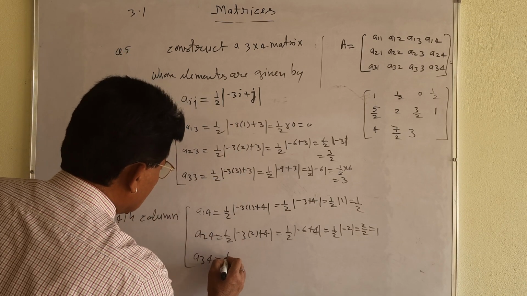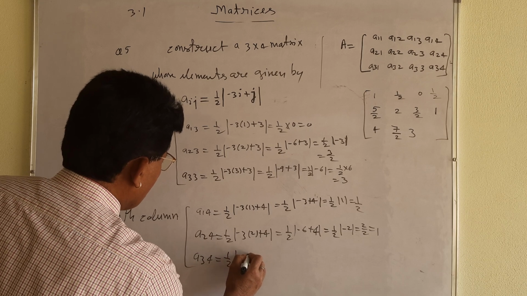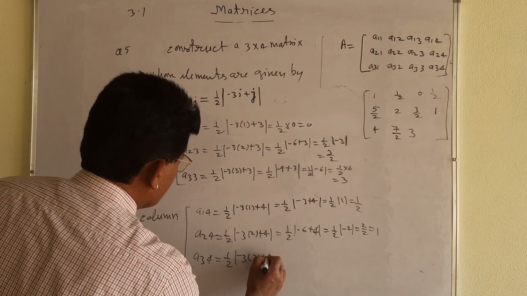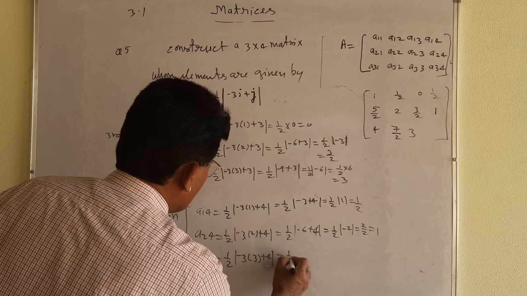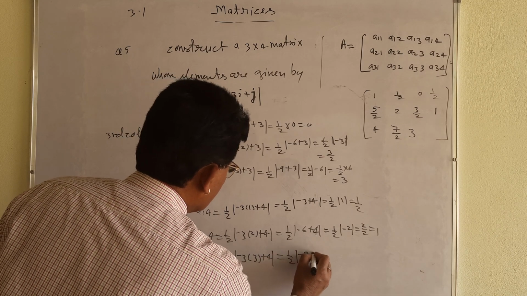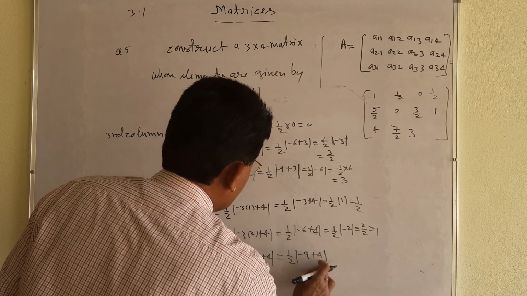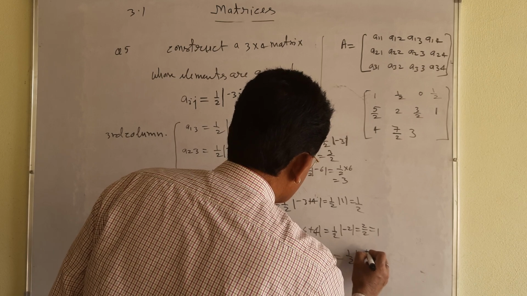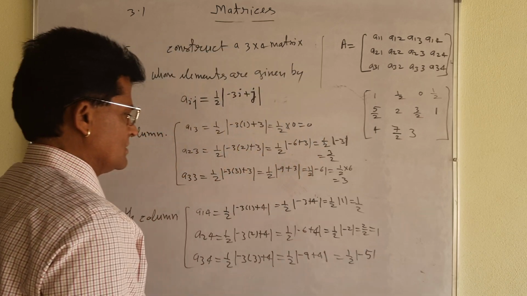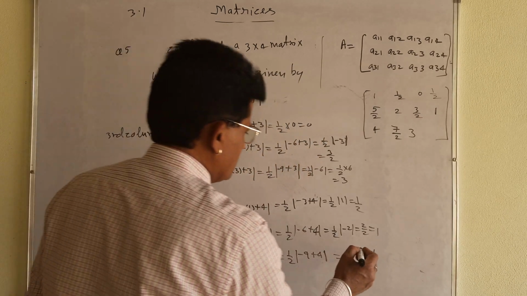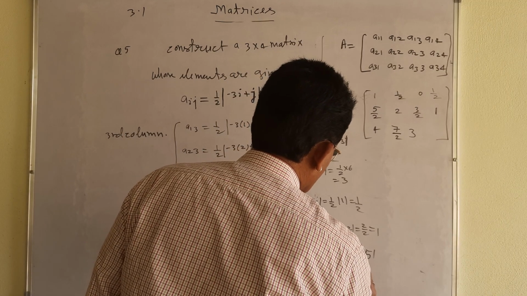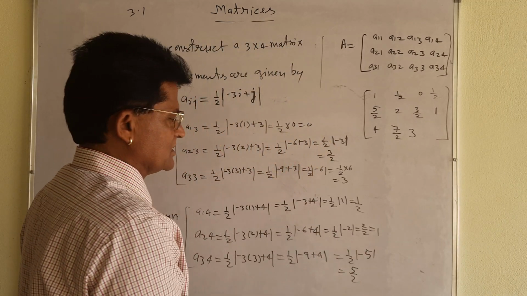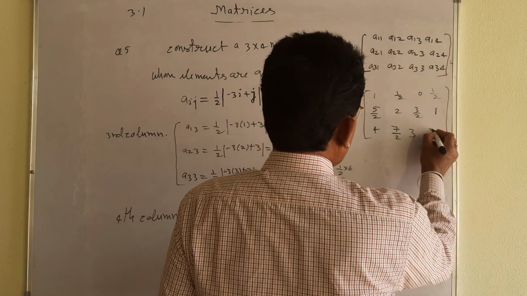I3 J4, you put here. I3 and J4. Okay, it will be 1/2 |-9 + 4|. Okay, its value will be how much? 1/2 और -5, -9 plus 4, and it will be equal to 5/2, because absolute value of minus 5 is 5. That will be 5/2.